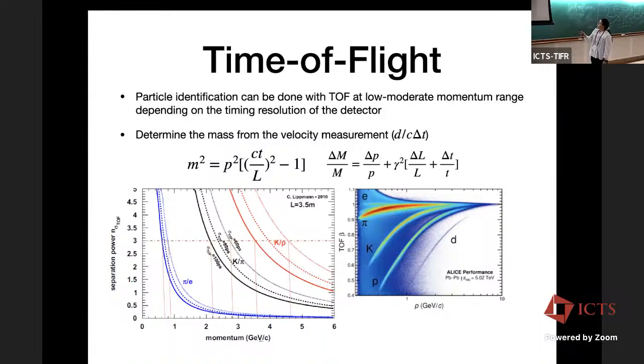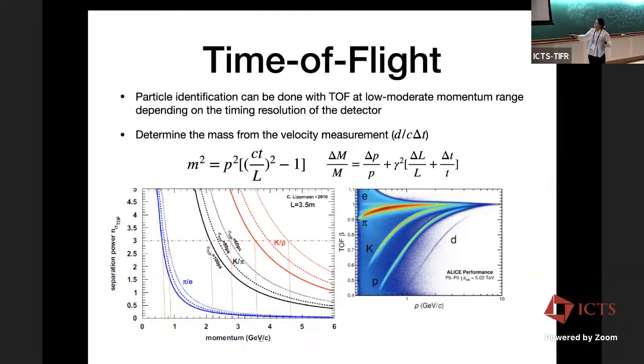And the other type is called time of flight. It's basically, if you know the distance from the interaction point to the detector, and you measure how much time it took to travel, then you can know the velocity, and therefore relate it to the mass of the particle and identify what it is. The important parameter that determines the resolution for the time of flight method is, of course, you want a longer distance so that it's easier. But it is also the timing resolution of the detector.